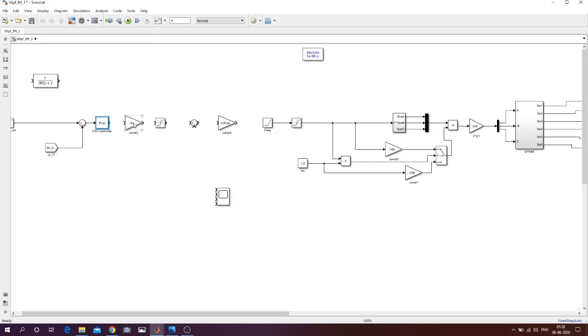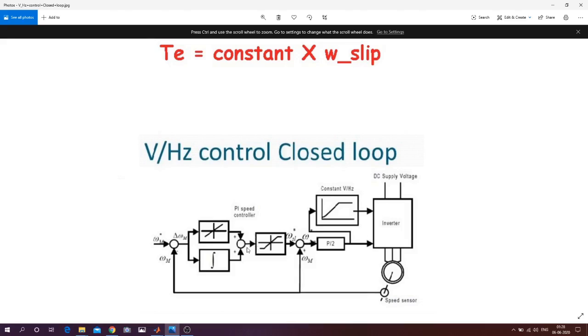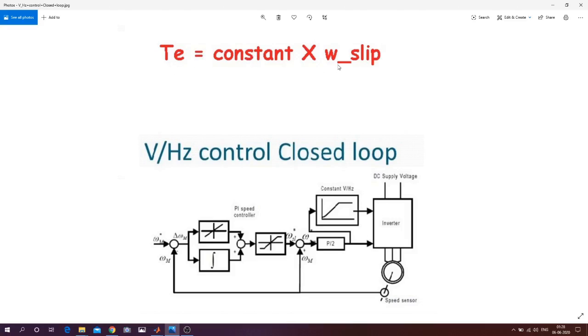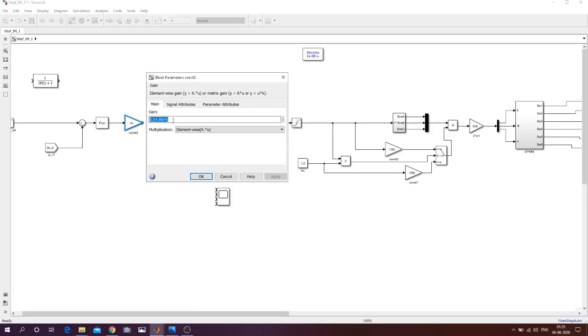Now this is to be connected with a constant, because you see here that after the PI controller whatever you get should be multiplied with a constant, because here you are getting torque. Now this torque has to be multiplied with a constant to get omega slip. So here you are getting torque, multiplying it with a constant, giving some limiter, and then you are getting omega slip. So this is the constant for this machine. I have calculated that it is of this value, that is 1 divided by 4.89 by 4.